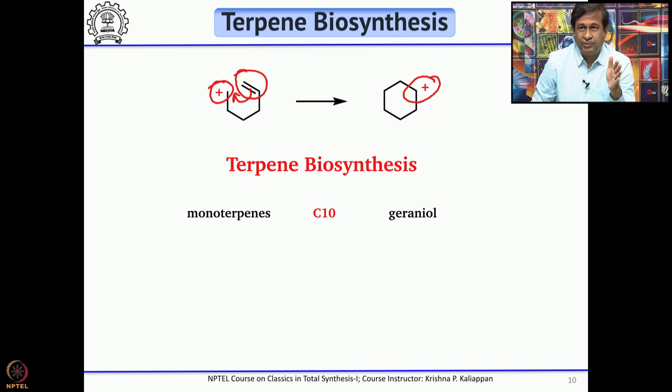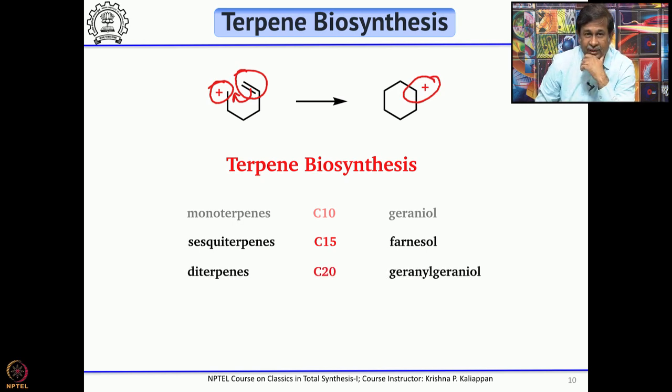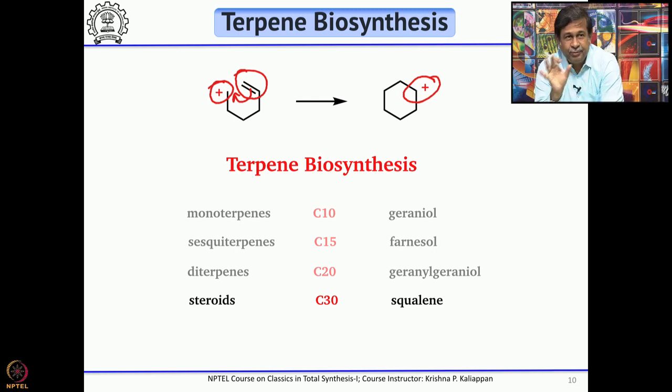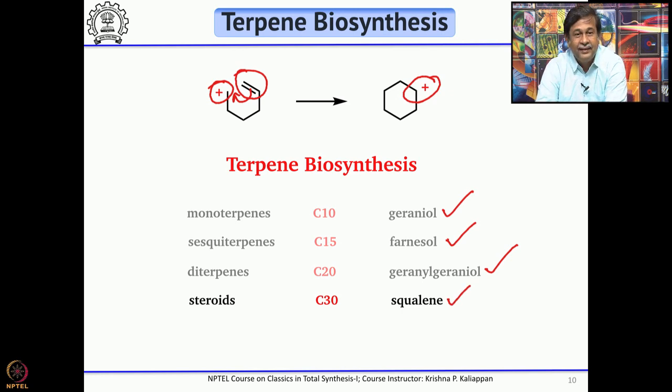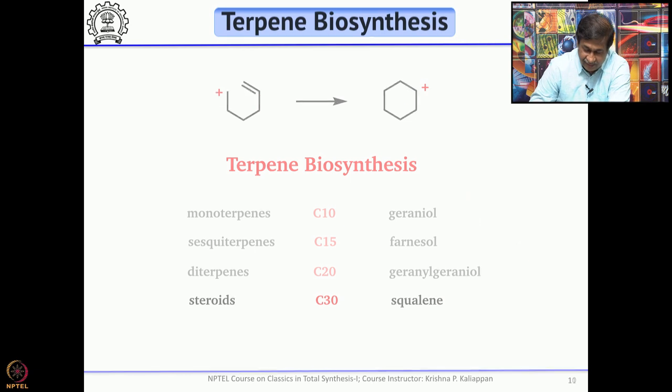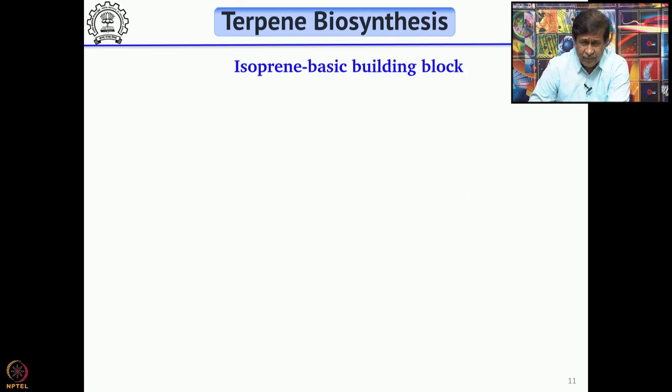If you talk about C10, they are called monoterpenes. If you talk about C15, that is 15 carbon atoms, they are called sesquiterpenes. And if you talk about C20, they are called diterpenes, and with C30 we can talk about steroids. For all this, there is a starting material in nature. If you start with geraniol, that can lead to all monoterpenes. If you start with farnesol, that can lead to all sesquiterpenes. If you use geranylgeraniol, that can lead to all diterpenes. Likewise, if you start with squalene, that can lead to all steroids. That is how all the biosyntheses are working. What is the basic building block?